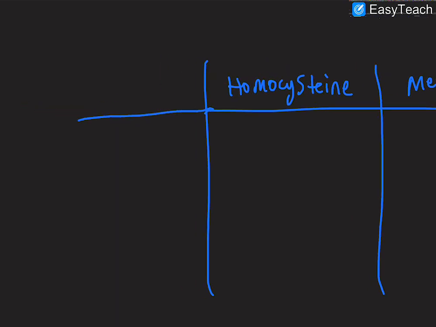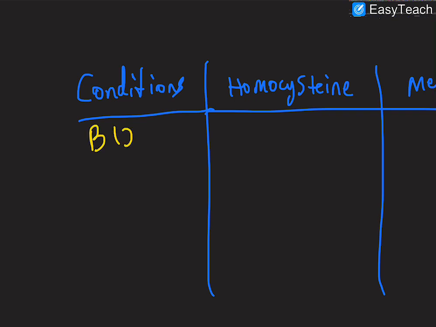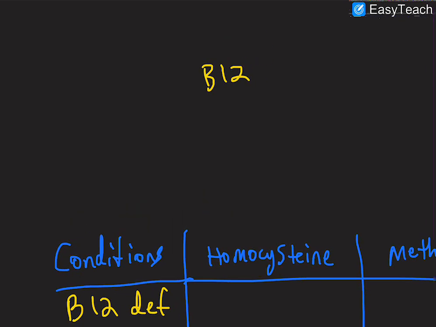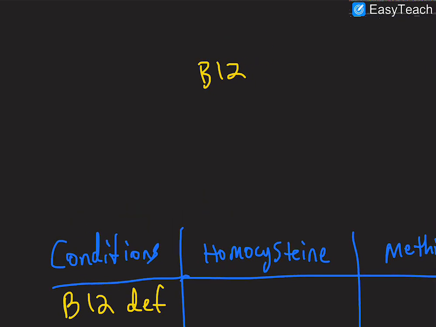All right, so we're going to say conditions in this table. And honestly, the main differentiation I want to make is between B12 deficiency and B9 deficiency. So if we're talking about B12 deficiency, we can think about this, because remember, you needed vitamin B12. Okay, so let's talk about this here. You needed vitamin B12 to take the methyl group from activated folate and give it to homocysteine.